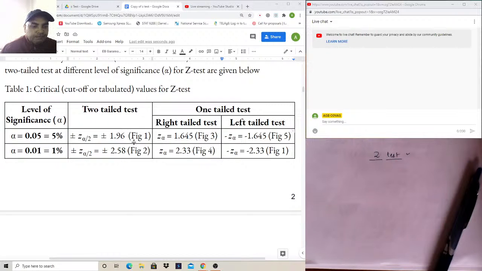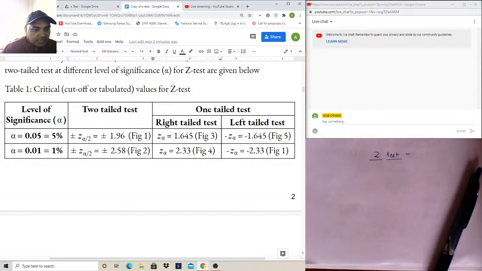Basically, in a two-tailed test, the value of z can assume values from plus to minus. This I have shown in the figures. For a two-tailed test, if we take the level of significance as 5%, our value of z spans from minus 1.96 to plus 1.96. If we take the level of significance as 1%, then our Z value spans from minus 2.58 to plus 2.58.